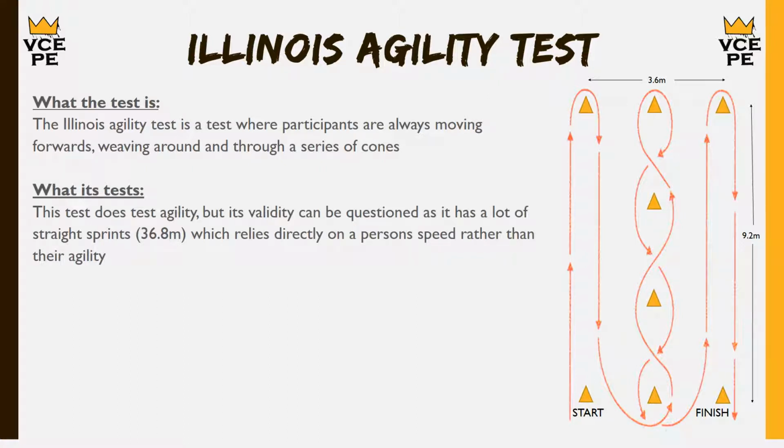So what it is meant to test is agility, but as I mentioned before, it is a little bit of a problem with validity here for the fact that, as you can see, an athlete is running a total of 36.8 meters in a direct straight line. So if someone's speed is really great and their acceleration is great, they should be able to get a much smaller time than someone whose speed is very slow, because they're traveling nearly 40 meters going straight. So it is a little bit of an issue here, but this is one of the tests that we can do.